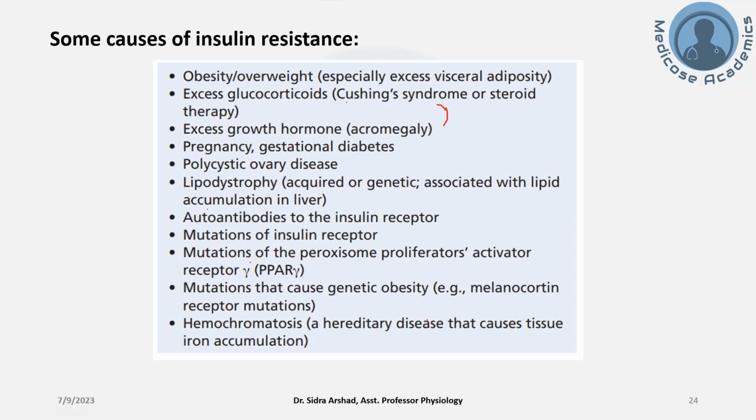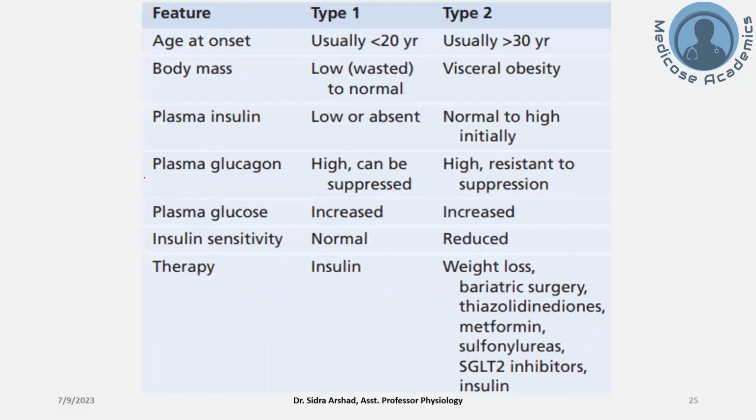Hemochromatosis is a hereditary disease that causes tissue iron accumulation. So these are some causes of insulin resistance. It is pertinent to remember the insulin resistance which occurs in obesity, the effects of excessive glucocorticoids and growth hormones, and pregnancy. These causes of insulin resistance have to be remembered because these are the common causes.